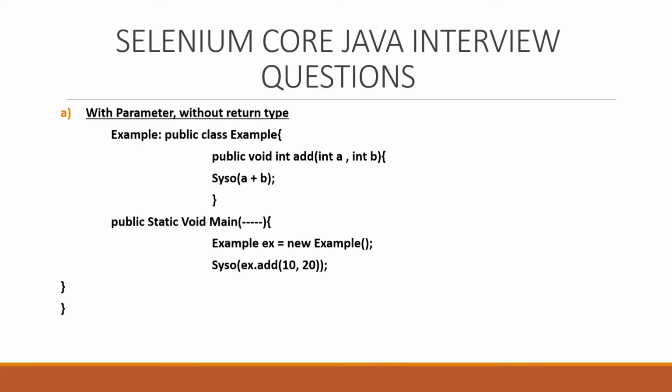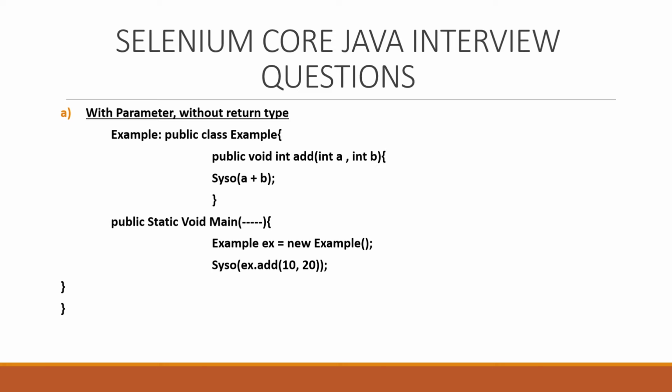Okay, the next method here is with parameter without return type. You can see I am not having any return type here, I just mentioned void only, but that method is accepting two parameters, those are a and b. Then I am printing a plus b.